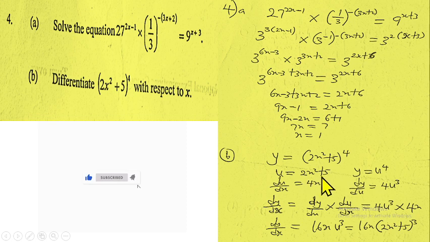But the value of our u is 2x squared plus 5. So returning back here, you'll be having 16x into bracket 2x squared plus 5 raised to power 3. So when you differentiate this using the chain rule, you have 16x into bracket 2x squared plus 5 raised to power 3. So that's the solution for question number 4, and this also gives 8 marks as well.